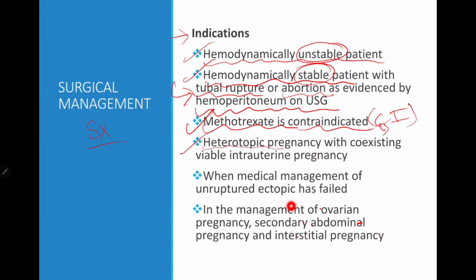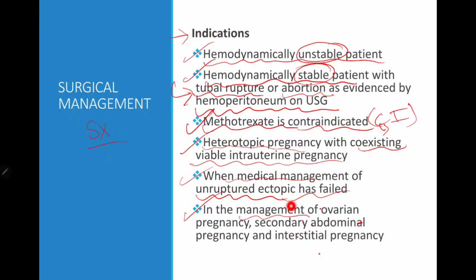Then heterotopic pregnancy with a coexisting viable intrauterine pregnancy. So there is an ectopic or heterotopic pregnancy, but it is also coexisting with a normal intrauterine pregnancy. Then you cannot give methotrexate because of its harmful side effects, so you are going to go for surgery. Also when medical management of the unruptured ectopic has failed, you again go for surgical management.